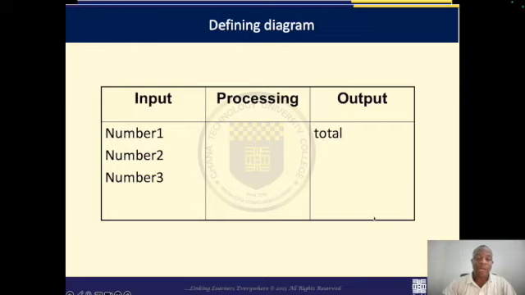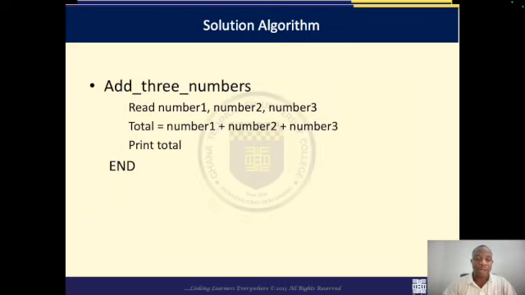And then when we add them, the new number that will be generated, we want to put it into a variable called what? Called total. And so at the end of the day, our algorithm will look something like this.